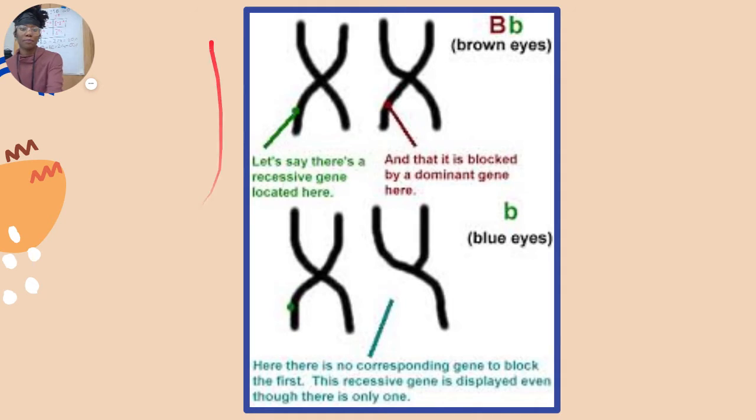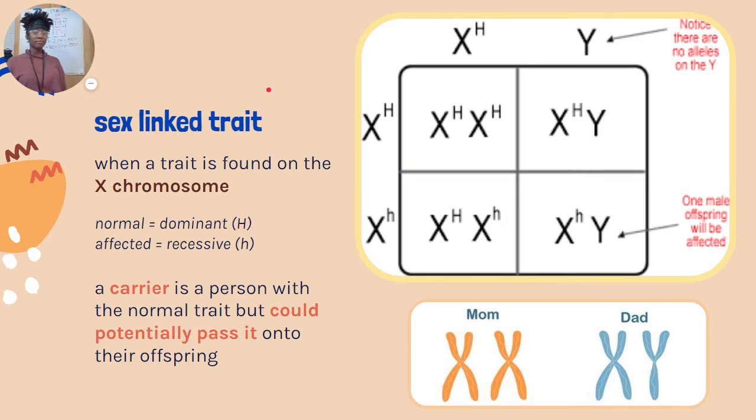Go back to it. This person right here would be called a carrier because they display normal, right? They display the dominant, which is the normal, but they do have the potential to possibly pass on that recessive gene to one of their children who could then be affected. So this is what this will look like. Notice that mom is going to have XX, dad is going to have XY. Notice there are no alleles on the Y because we're looking at a sex-linked trait that is found on the X chromosome. Also notice that H, the big letter, the dominant, is unaffected, while the small letter is showing affected.